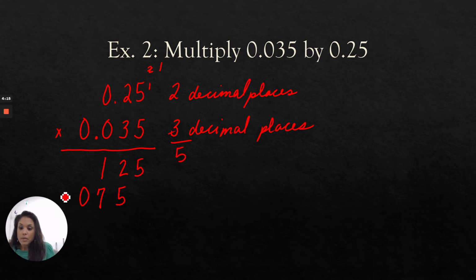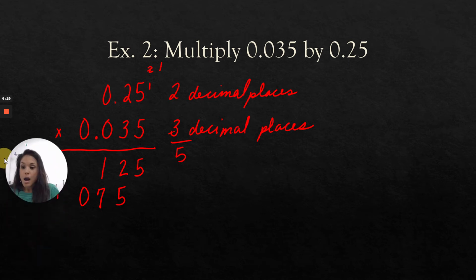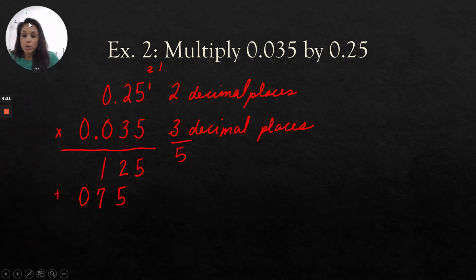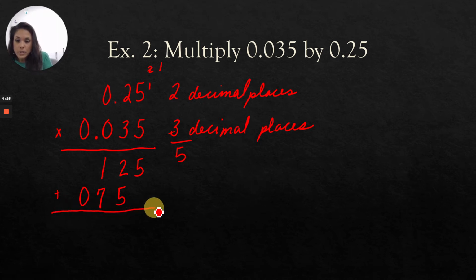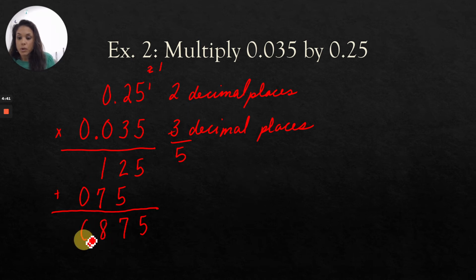I'm going to add this together. I could go through the steps of multiplying the zeros, but I'm not going to do that. I'm just going to go ahead and add this as it is. If you need to do that, you go on ahead if that helps you keep your place. 5 plus 0 is 5. 2 plus 5 is 7. 7 plus 1 is 8. 0 plus 0 is 0.